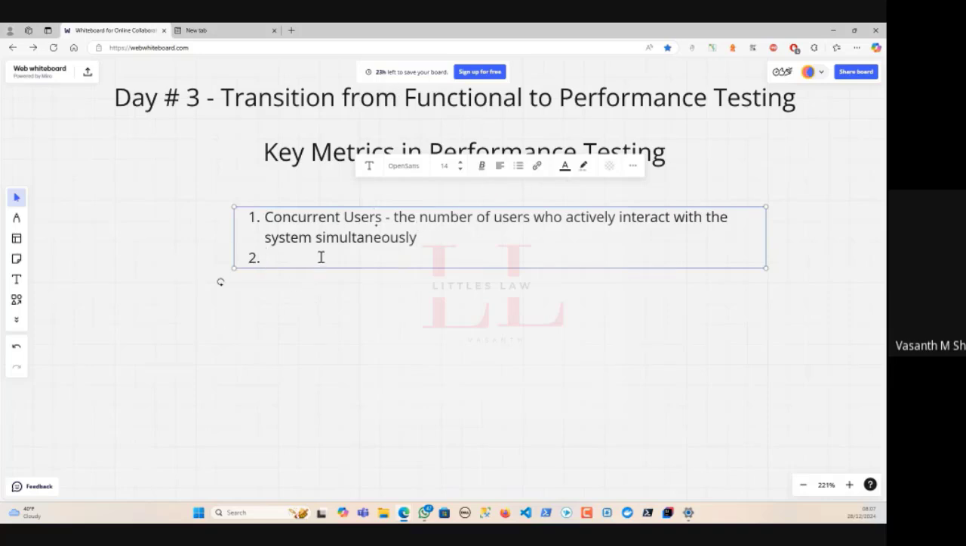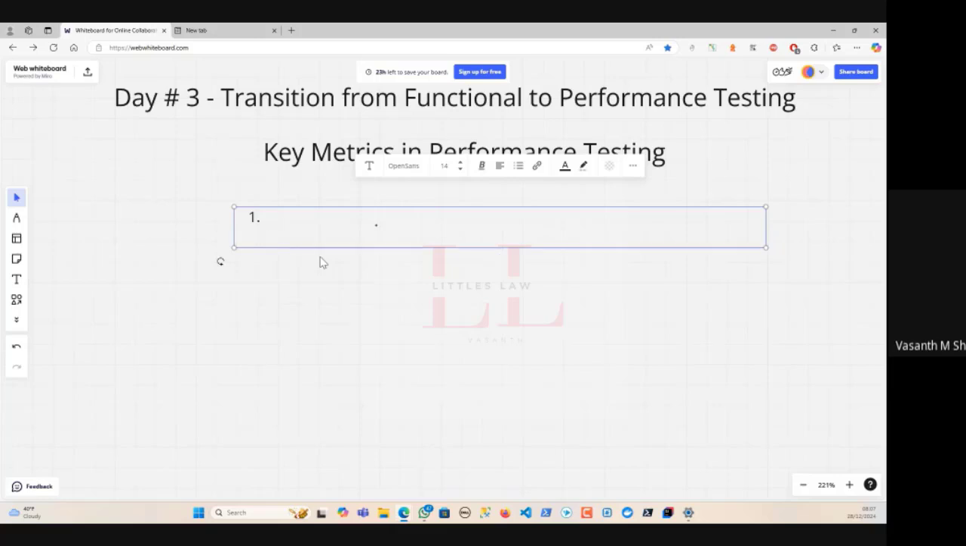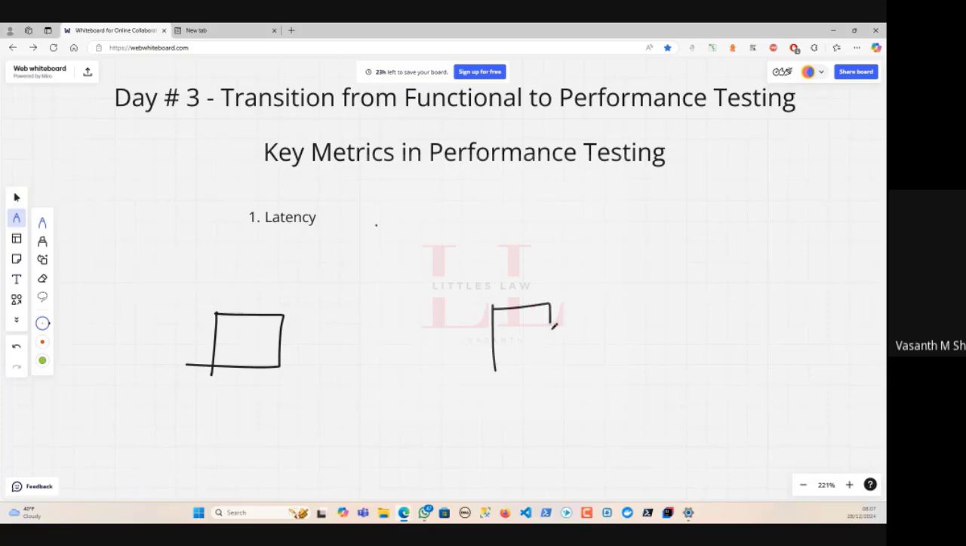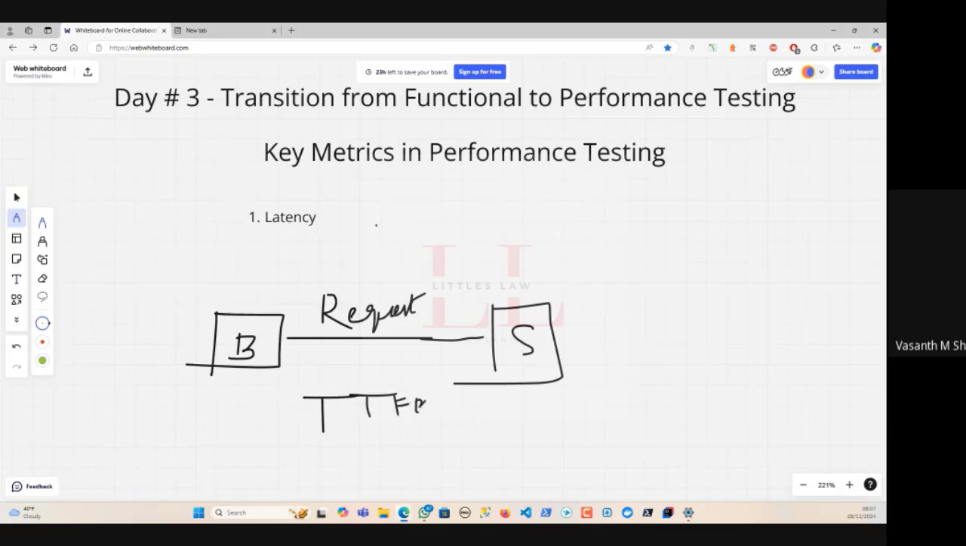And the next part, which we have already discussed, is latency. So what is latency? Like I told you, it's the time taken to reach the server. You have your browser here and you have your server. So it's the time for a request to reach the server and for the first byte of the response to be received. We normally call it TTFB, time to first byte. Again, this is another front end metric that we collect.